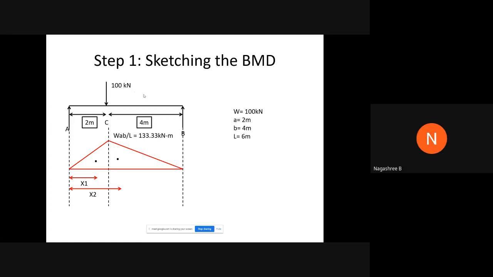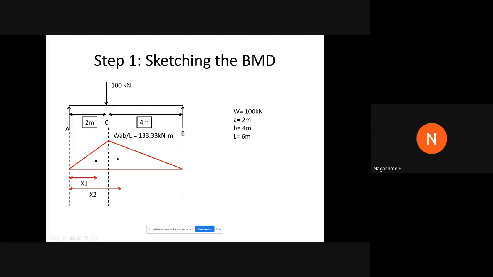Next, the bending moment diagram variation here is a triangular variation. The bending moment diagram over here is a triangular variation. Why? Because we have a concentrated load here. Therefore, the variation of bending moment is called a linear or triangular variation.